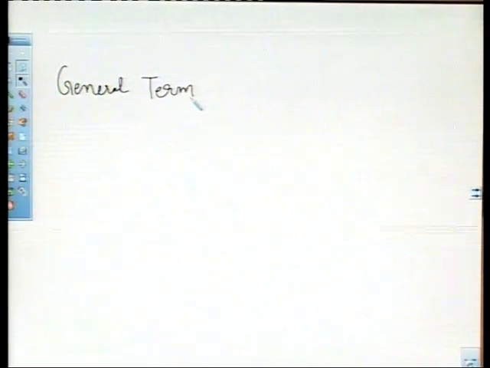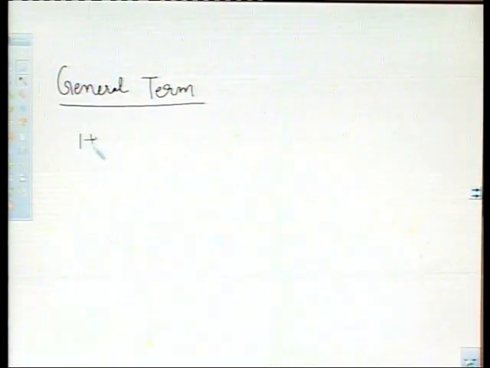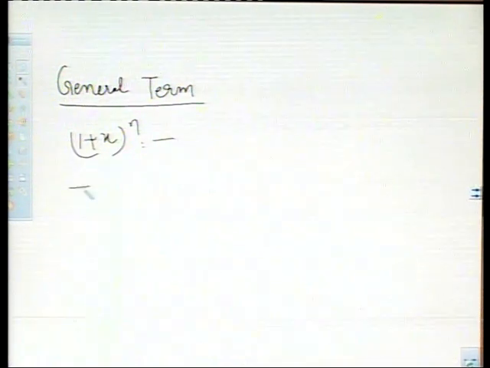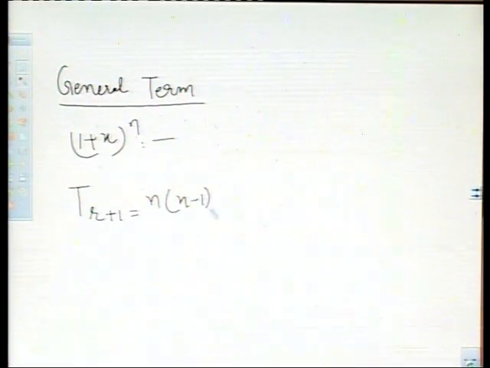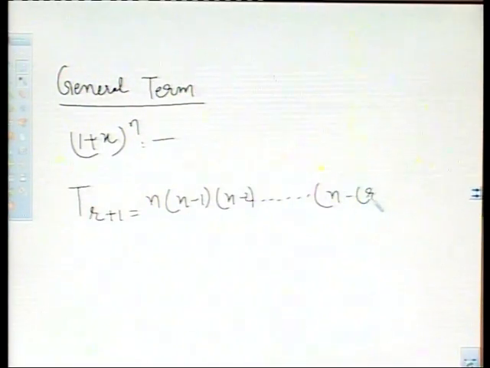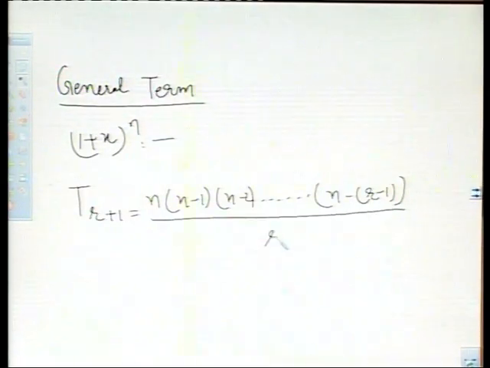Now, the general term of (1 plus x) raised to power n, T(r plus 1), is equal to n(n minus 1)(n minus 2)... (n minus r plus 1) upon r factorial and x raised to power r.